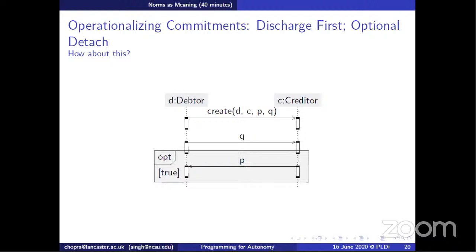Take the commitment from the seller to the buyer: if the seller says, if you pay, I'll deliver, and the buyer never pays but the seller delivers, that's perfectly fine. It's up to the seller. It's the seller's autonomy that the seller is exercising by discharging the commitment even without a detach. And if the buyer sends the payment after the commitment is discharged, that's also fine, because that's the buyer's autonomy. So this is a valid operationalization of a commitment.